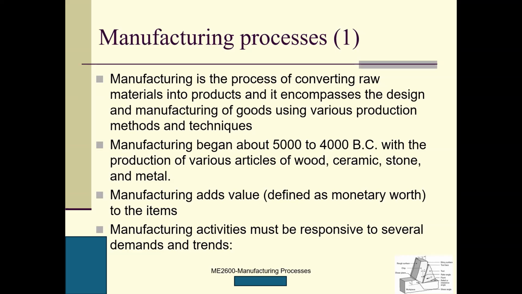Manufacturing began about 5,000 to 4,000 BC, with production of various articles of wood, ceramics, stone, and metal. We also know that human history is divided into several ages, right? The Stone Age, New Stone Age. Stone Age means that people used stone as a material for tools, right? Stone Age, wood, ceramic, stone, and metal.